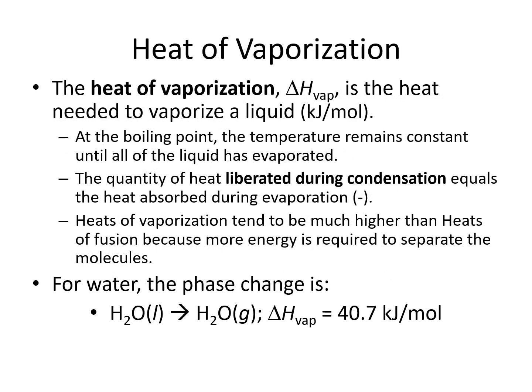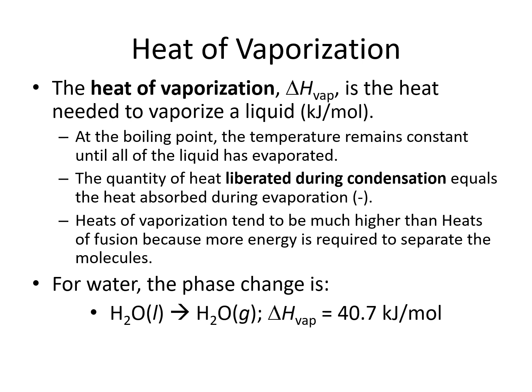So liquids will have their own heat of vaporization. The heat of vaporization is the heat required to vaporize 1 mole of liquid, and it's measured in kilojoules per mole. At the boiling point, the temperature of the liquid will remain constant until all of the liquid has evaporated. If you change that process and instead of vaporizing, you condense, you go from gas to liquid, the quantity of heat will be the same, but now heat will be evolved, so we'll have a negative delta H of condensation, positive delta H of vaporization.